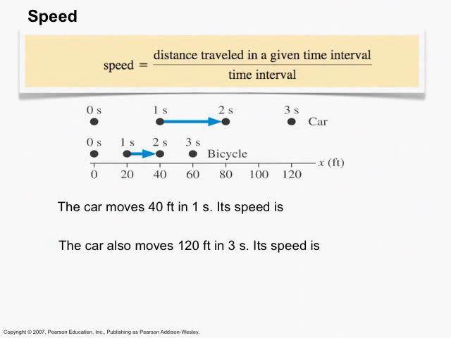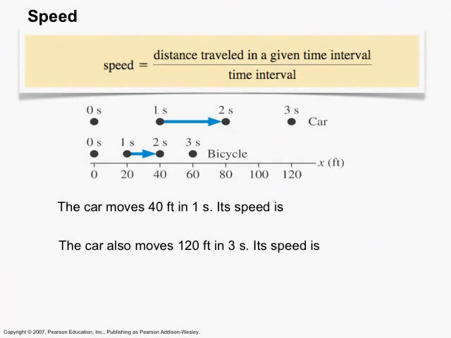Whether the duration of time is from 0 to 1 second, and therefore the final minus initial is 40 minus 0 over 1 minus 0 seconds, or it's between 3 and 2 seconds, 120 feet minus 80 feet, final minus initial position, divided by 3 minus 2 seconds, would still give us 40 feet per second in all cases.